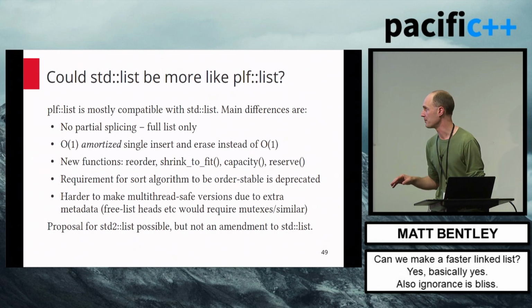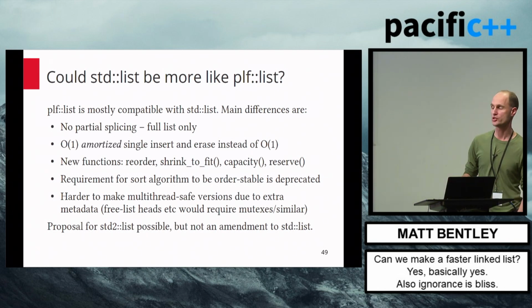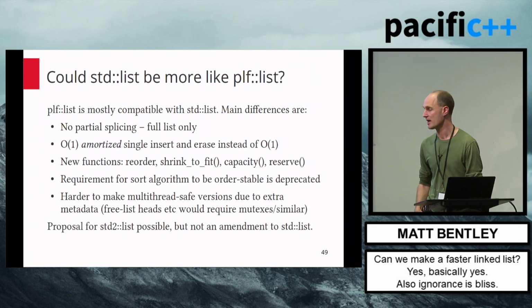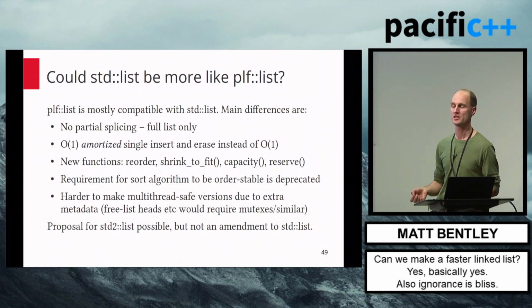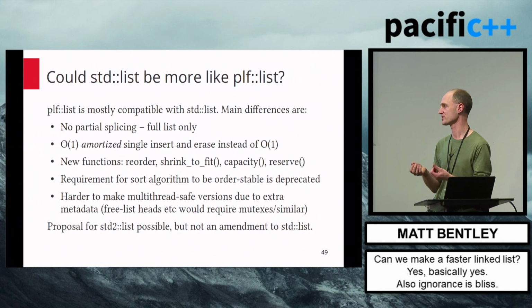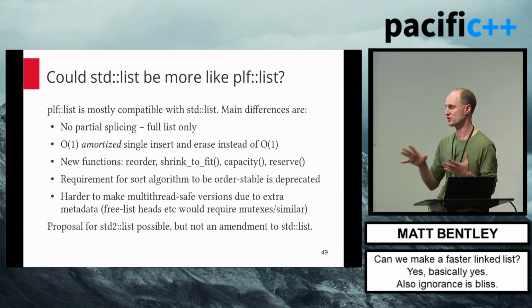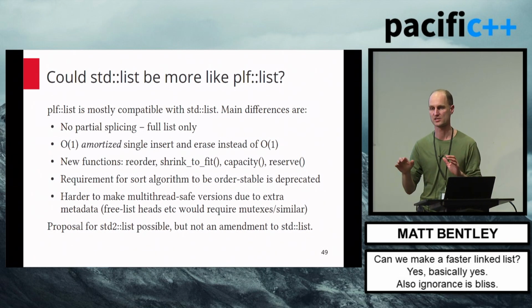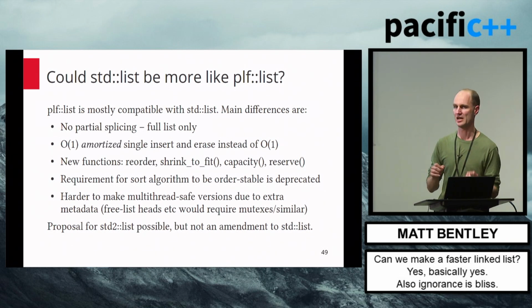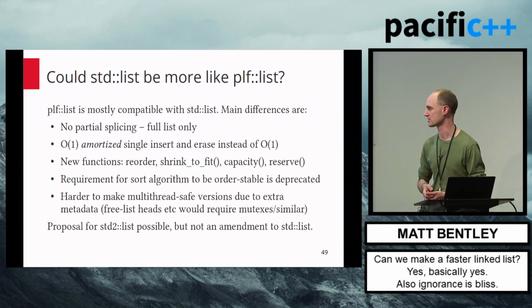Also, with any linked list that uses node chunks, it's harder to make a multi-thread safe version, i.e. concurrent. Because you've got the additional metadata, you're updating a little bit more stuff when you're doing erasures and insertions, so you've got to have mutexes or something over that to protect them. So a proposal for a standard 2 list or a standard segmented list is possible, but not an amendment to standard list itself.